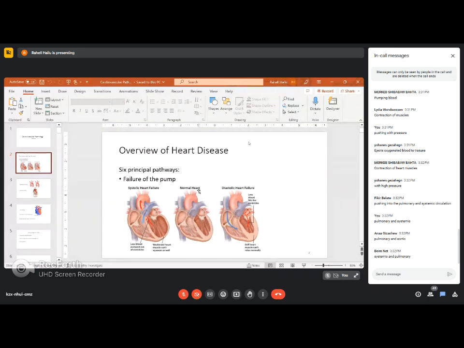when it pumps out either into the systemic or the pulmonary circulation, it's basically a systolic function. And when it returns and fills again, that's basically a diastolic function. Yes?